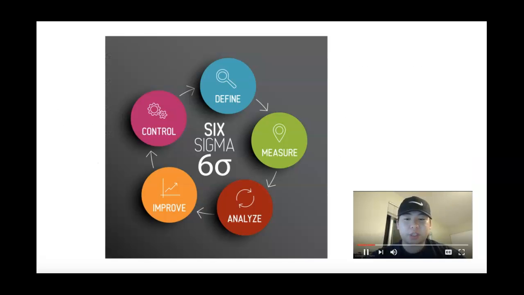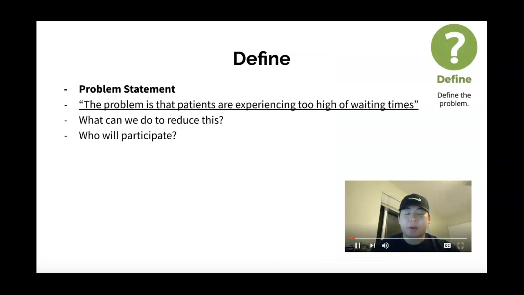In order to improve patient wait times, our group has elected to adopt the Six Sigma model of define, measure, analyze, improve, and control, otherwise known as DMAIC. DMAIC is the method used to recognize and to fix a problem.